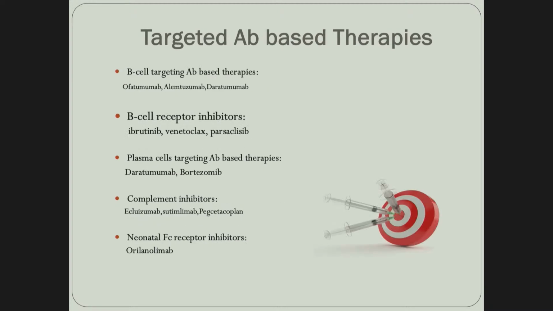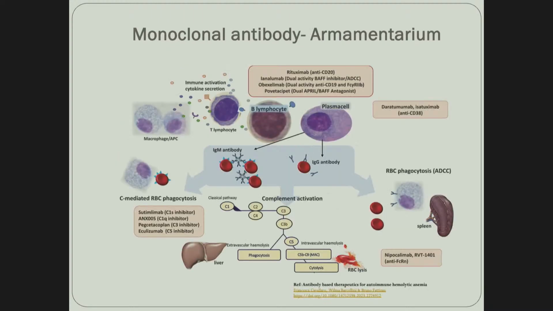So newer modalities of treatment have arrived, which include B cell targeting antibody based therapies, B cell receptor inhibitors, plasma cell targeting antibody based therapies, complement inhibitors, and neonatal Fc receptor inhibitors. So you see this, this is the monoclonal antibody armamentarium. These are the weapons which can be used in autoimmune hemolytic anemia. Rituximab, basically a monoclonal antibody, can be effectively useful in warm type of autoimmune hemolytic anemia, and acts against B lymphocytes. Apart from this, there are other sets of drugs under study. So clinical trials have been happening.